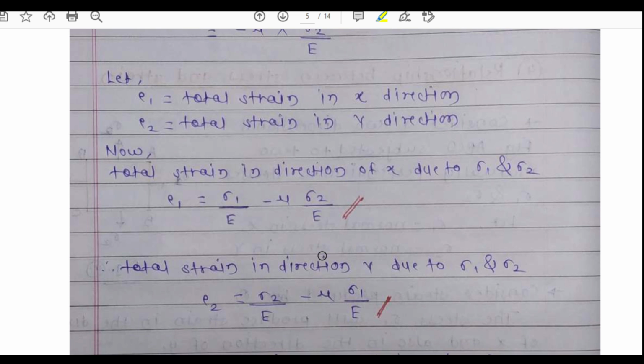Now we have to find out the total strain. Total strain is nothing but your e. E is your strain and sigma is your stress.